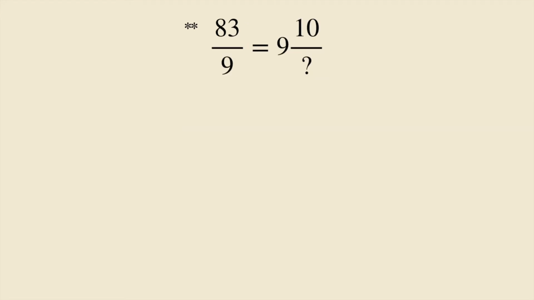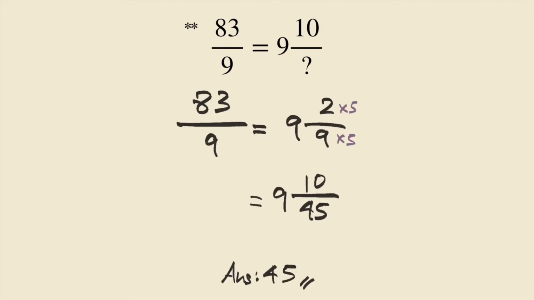Okie dokie, so here we are trying to see if we can obtain 9 as the whole number, and I think we can. So right here we can straight away get this to 9 and 2 over 9 using long division.